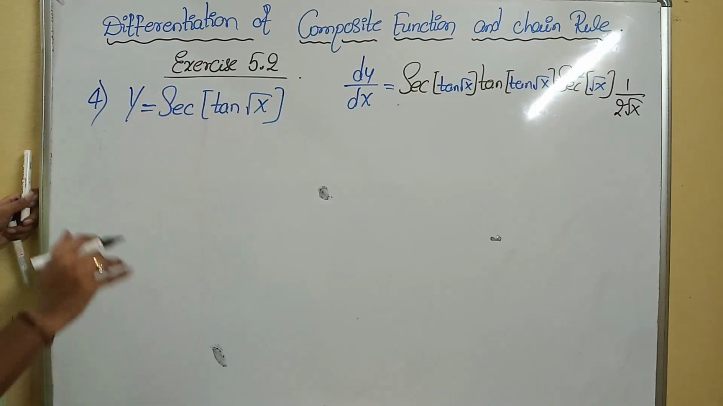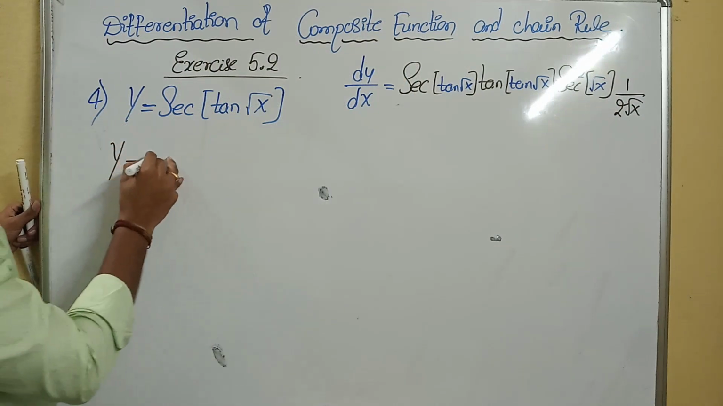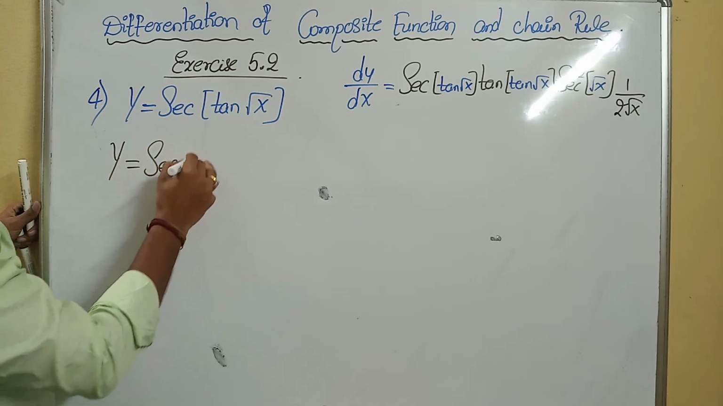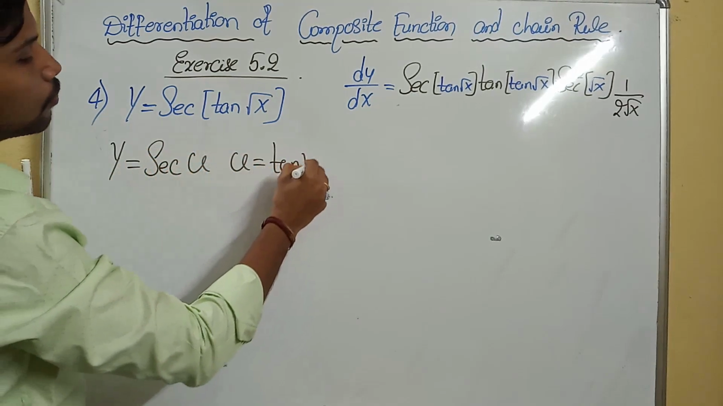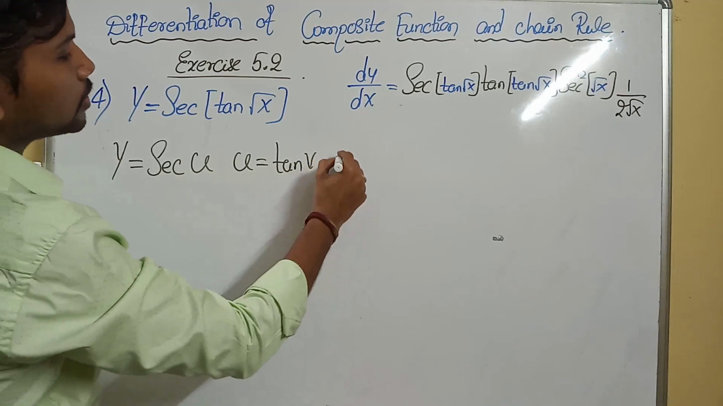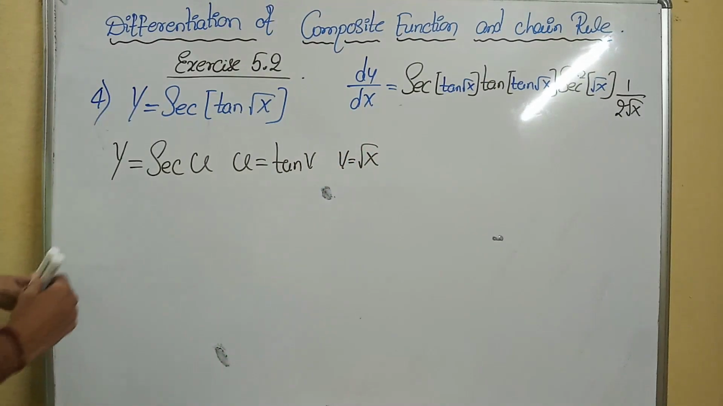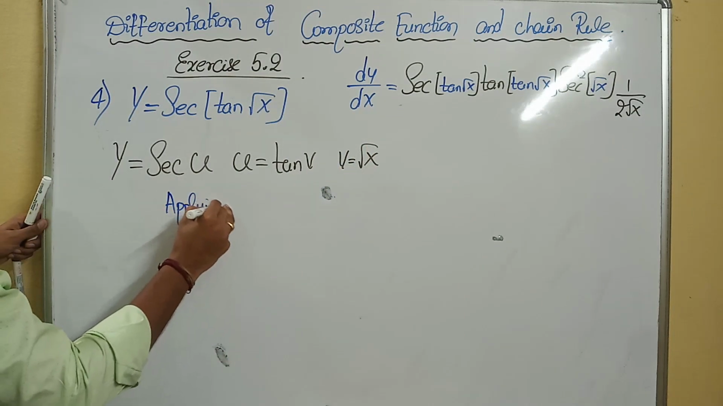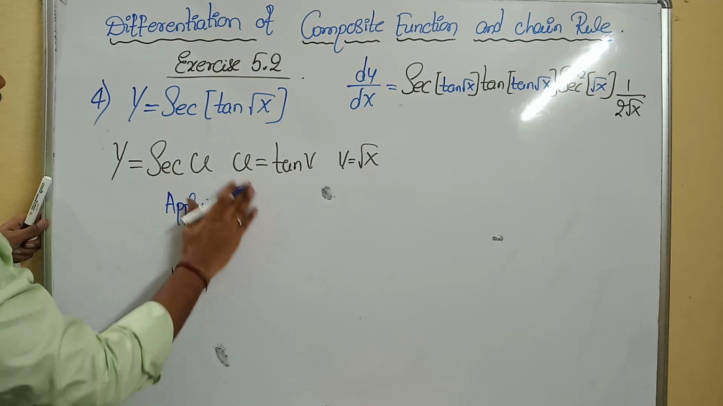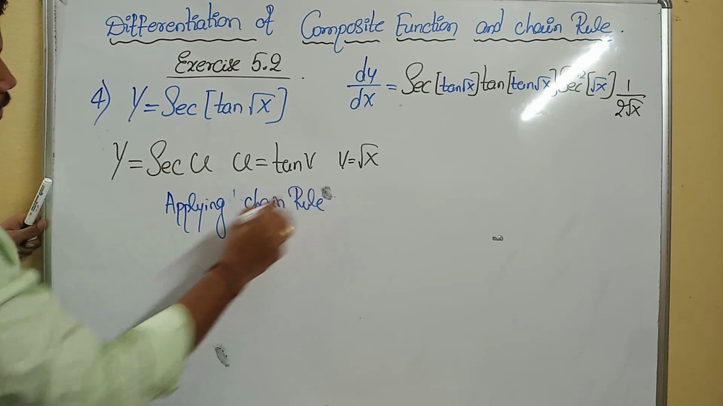Now I'd like to apply the chain rule here. It is y is equal to secant of u, where u is equal to tan of v. What is v equal to? Root x. Got the point clearly? Now it is very easy to apply the chain rule. Applying chain rule. Concentrate on the board.